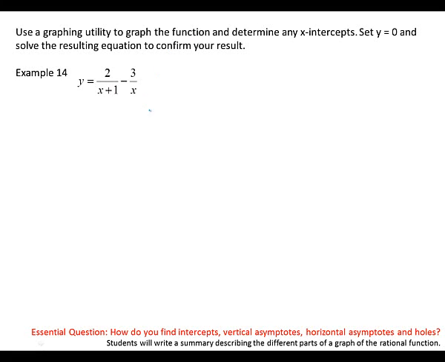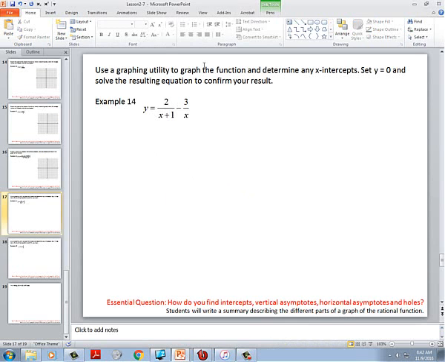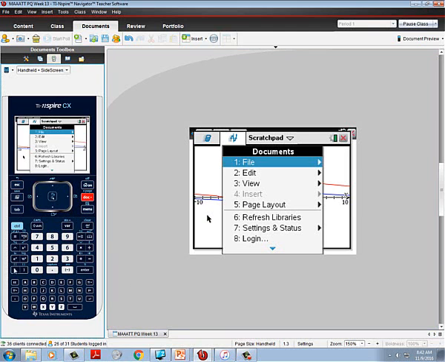So we're supposed to use the graphing utility to graph the function, determine any x-intercepts, set y equal to 0, and solve the resulting equation to confirm your results. So let's use our calculators to our advantage right now. Again, you could do this in Desmos. Let's type that function into your calculator right now. So I'm going to clear what's there. We don't need what's there anymore.